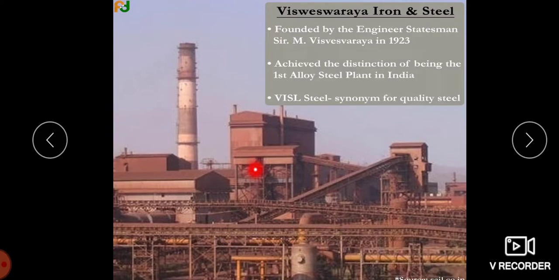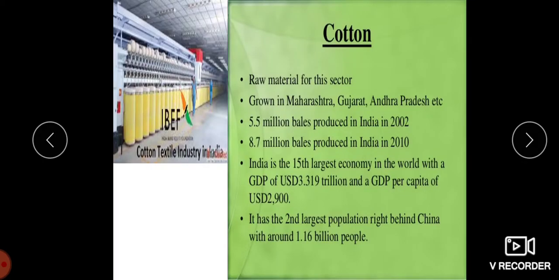See, this is the Visvesvaraya Iron and Steel, which was founded by Sir M. Visvesvaraya in 1923. So this has achieved the distinction of being the first alloy steel plant in India. VISL steel is a synonym for quality steel.